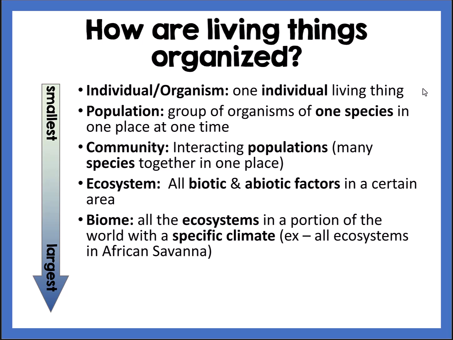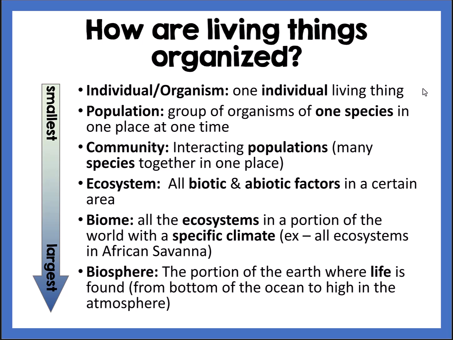And then many ecosystems together in a portion of the world with a specific climate is called a biome. For example, all of the ecosystems in the African savanna. So the African savanna would be a biome. There are many different ecosystems, but all with one climate. And then the biosphere is the largest category. This is simply the portion of the whole Earth where life is found. So from the bottom of the ocean to high in the atmosphere, anywhere that you find living organisms, that's going to be considered the biosphere. So it's sort of just a layer around the surface of the Earth.